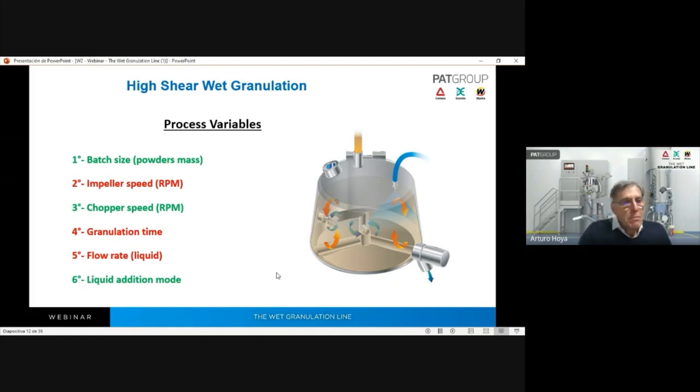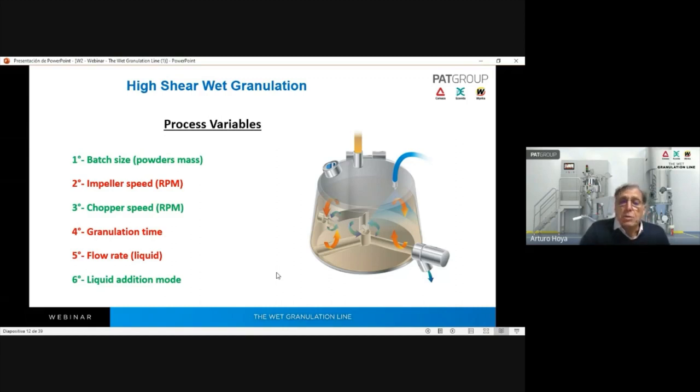The most important variable is impeller speed. Impeller speed defines the level of shear and the energy transferred to the powders. So the quality of the granules mainly depends on the impeller speed. Of course, for each product formulation, the developer must find the value and the configuration, the condition of these variables, especially the critical variables. This is a very important question too.